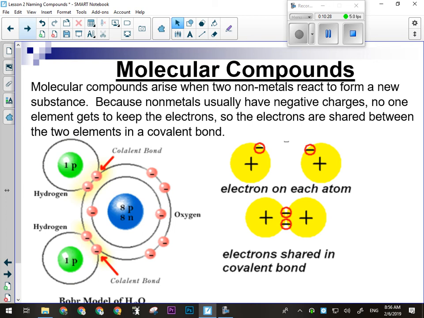It's also why when you dissolve a molecular compound in water, the solution will not conduct electricity. Okay? If you dissolve an ionic compound in water, it conducts electricity because there's positives and negatives floating around in there. If you have a molecular compound and it dissolves in water, there's no charged particles floating around. It stays together. Okay? Without those charged particles, it won't conduct electricity.